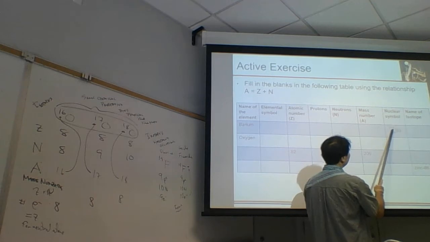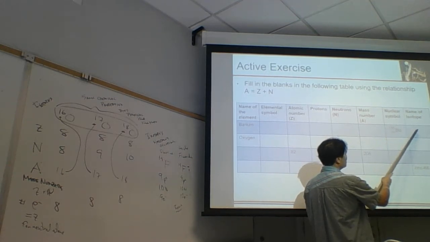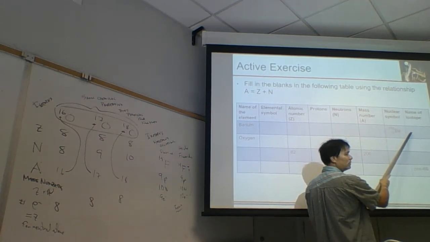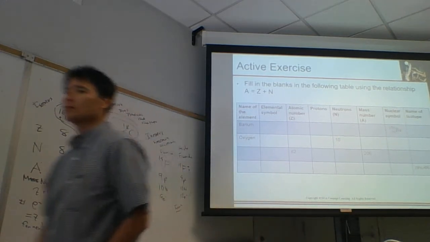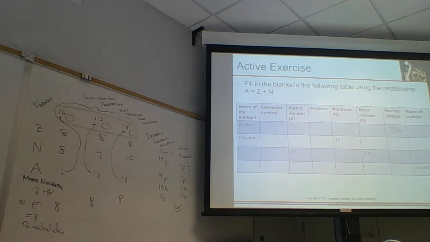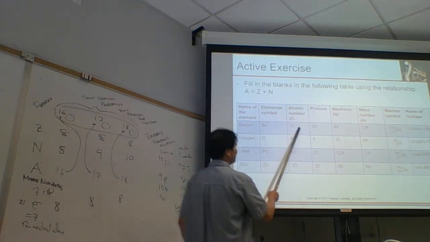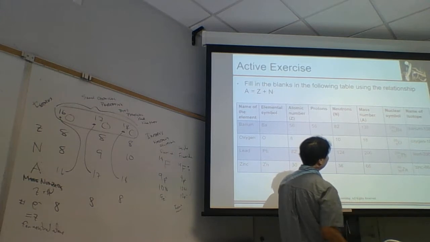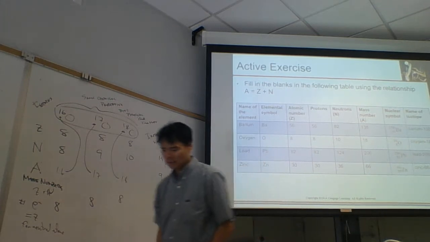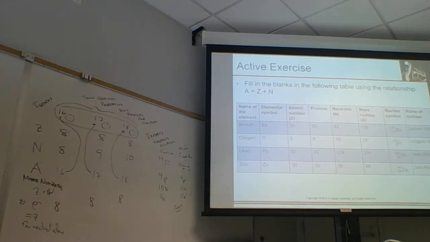Mass number is 138. The name of the isotope is called barium-138. Barium-138. Let's go back over here and take a look. 56, 56, 82, 138. Barium-138. All right, let's figure out the rest of this.